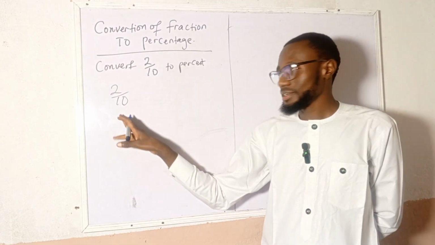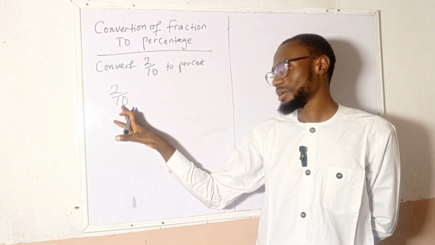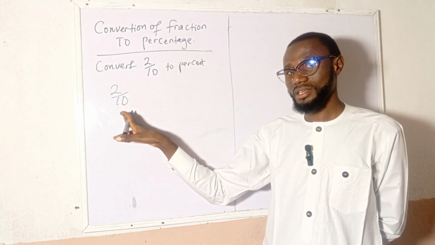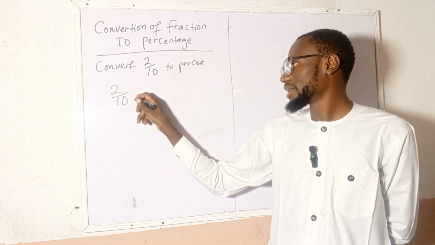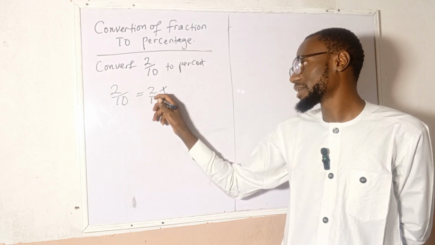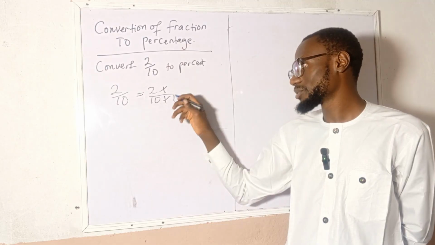Let's consider the denominator. Let's make this denominator 100. We are going to think of a number. If you multiply 10 by it, you will get 100. Let's say the number is 2: 2 times the number, all over 10 times a number that will get 100. You can say times 10 will get 100.